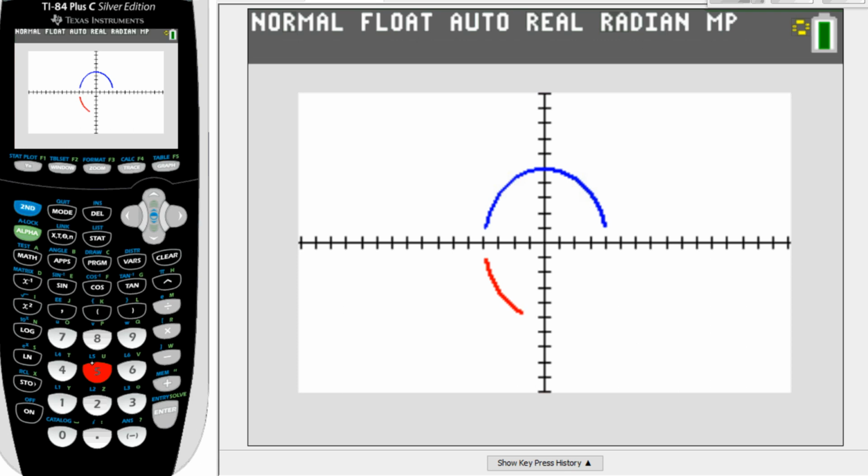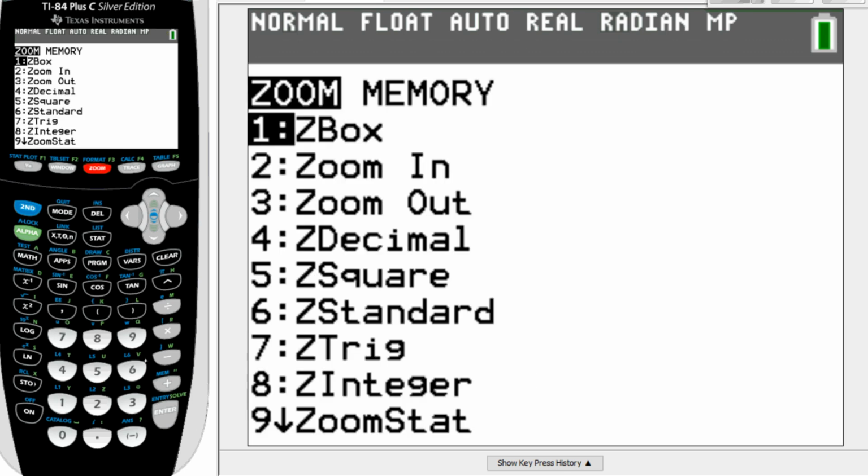Top half, bottom half. And it should be connected. It's just that your calculator can't do it, but in theory it is connected, so you would connect those. Let's try zoom standard.